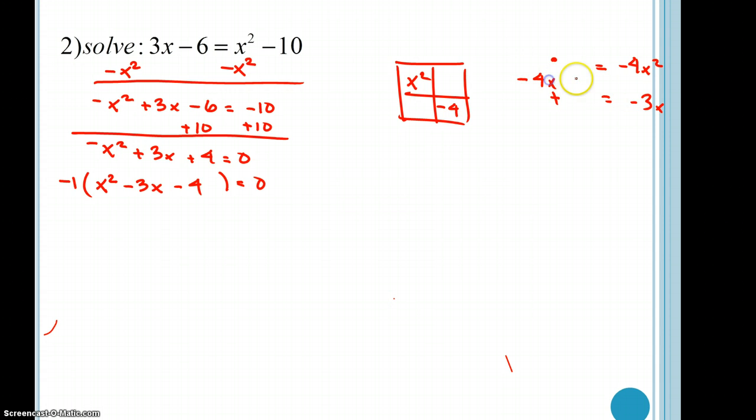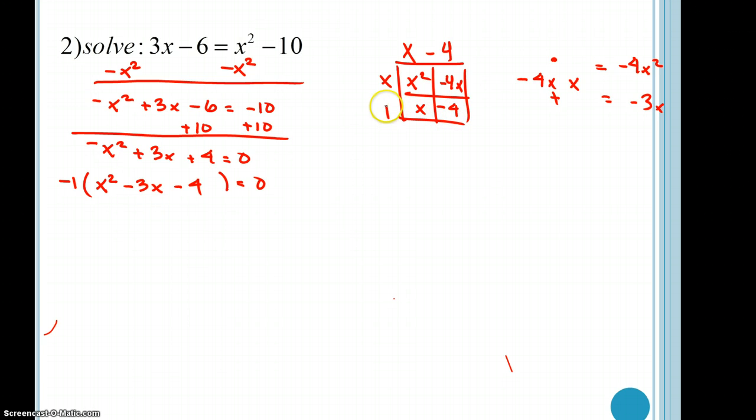Now, about this negative sign. If all you were doing was factoring, this would be your final answer right here, and you'd be done. But because you're solving, you now need to get rid of this negative 1. So because it's multiplying, I'm going to have you divide both sides by negative 1, and you have (x minus 4) times (x plus 1) is equal to 0.